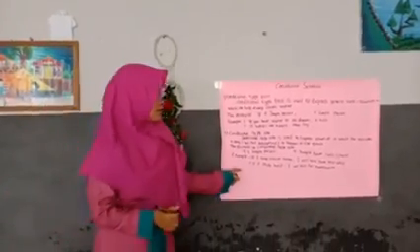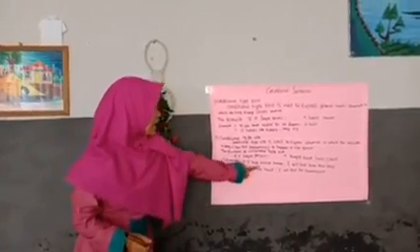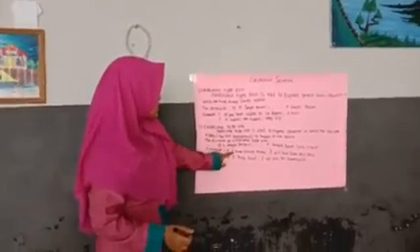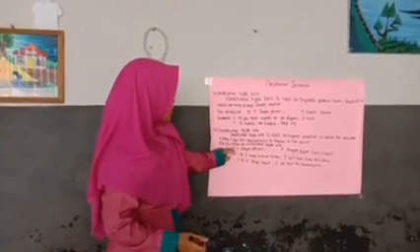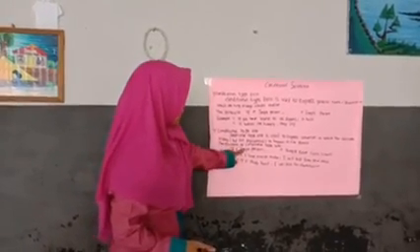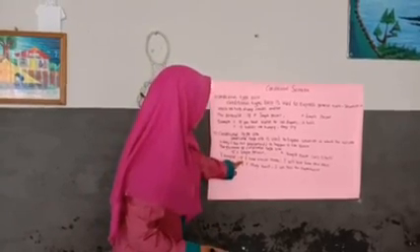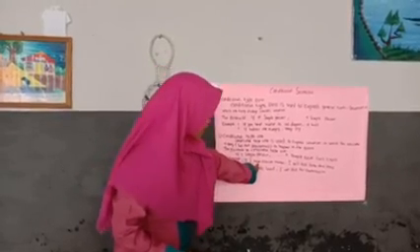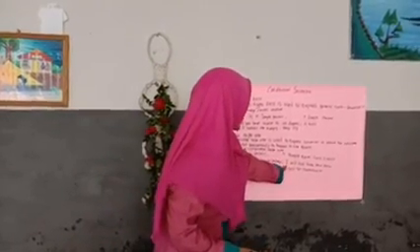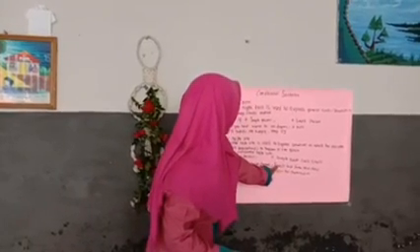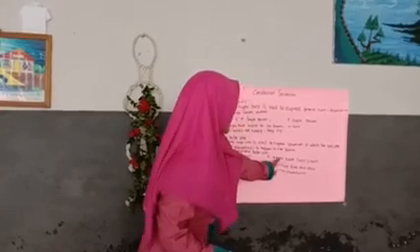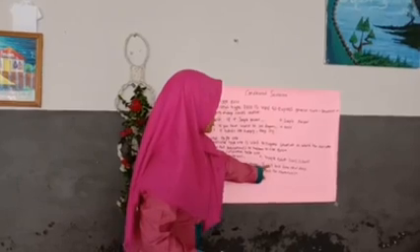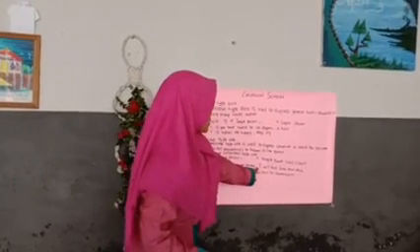So here the example. If I have enough money, I will buy some new dress. So it is like the formula of conditional type 1. If plus simple present, here simple present uses have, and then next comma blank blank blank plus simple future. Simple future, the auxiliary is will or shall. Why do we use will? Because the subject is I.